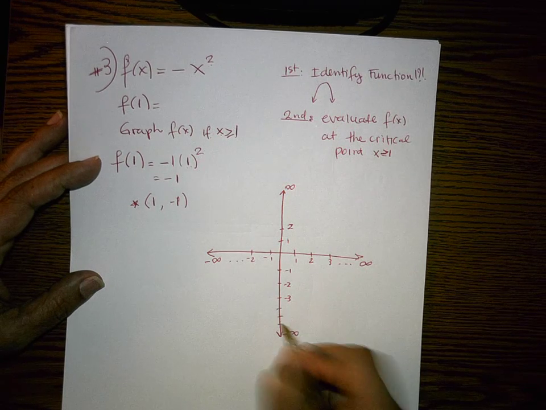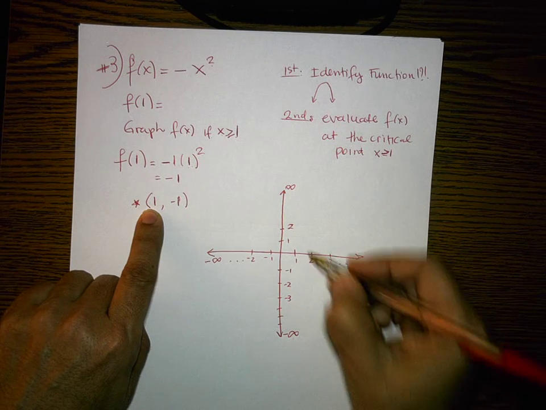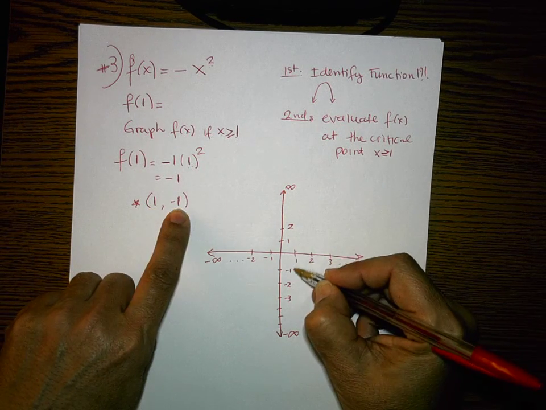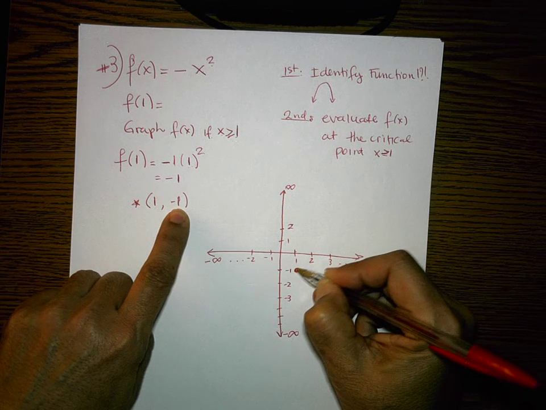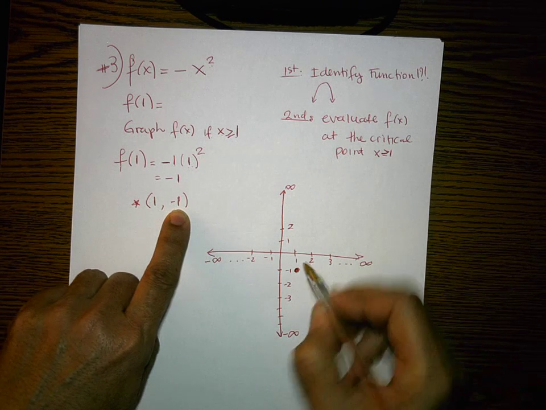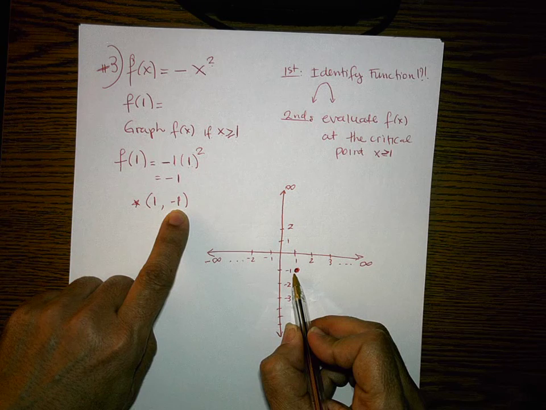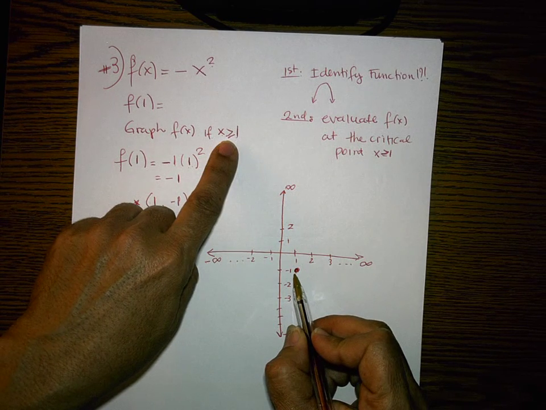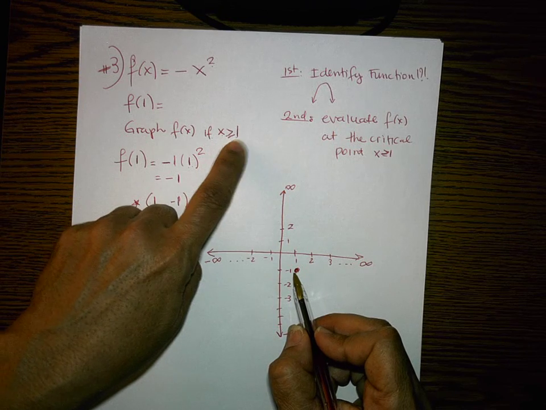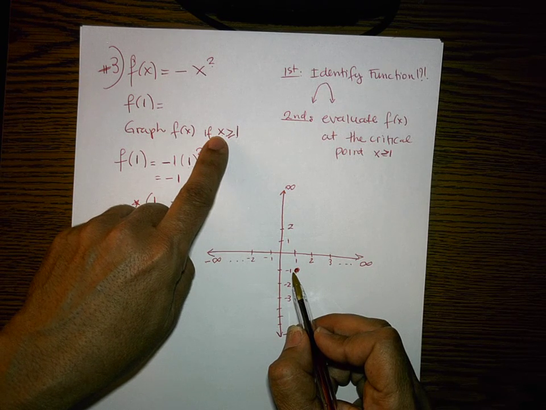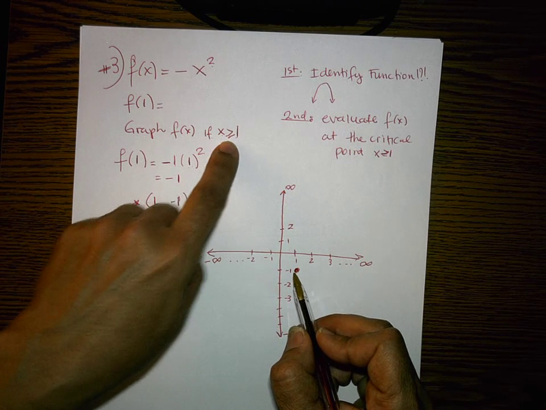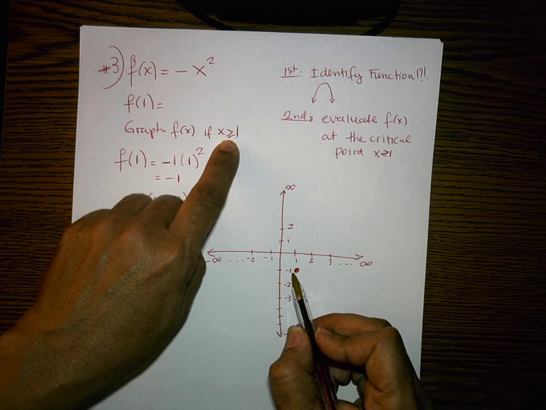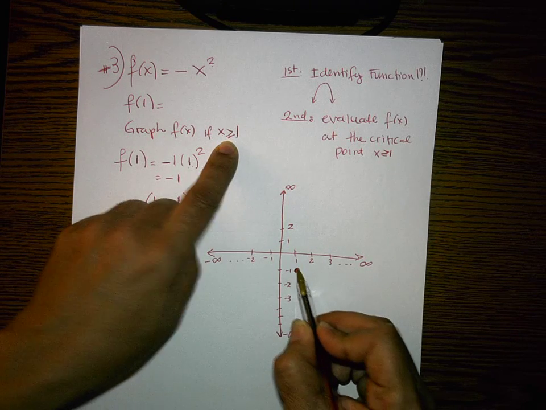All right, so when I plugged in a 1 for x, I got a negative 1 for y. So that's my very first point right there. The reason why I'm putting a closed dot is because my domain restriction says equals 1. So I want all the x's that are greater or equal to 1, which includes the 1. So here's my closed dot.